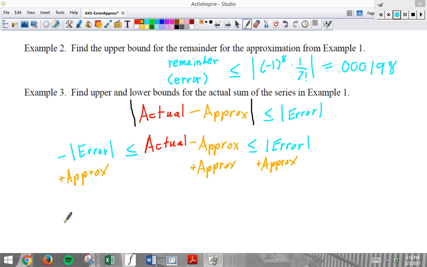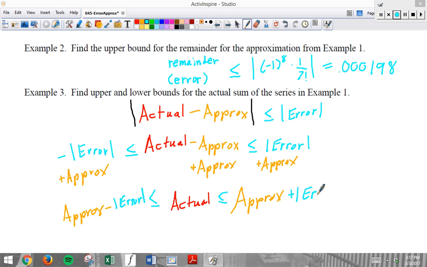So I would have the approximate value minus the error is less than or equal to the actual value, which is less than or equal to the approximate value plus the absolute value of the error. And again, everywhere I say error could be remainder. Everywhere I say error, you could replace with the word remainder.